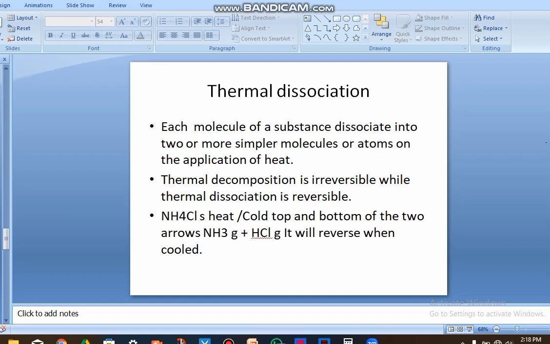So this ammonium chloride, heat, cold, it will reverse when cool. Okay, let us continue.